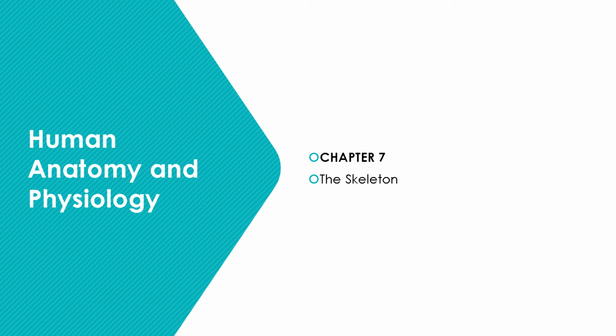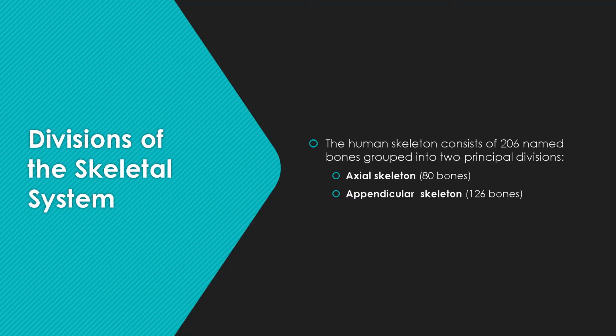We're going to be starting on chapter 7 now. This is going to be the skeleton chapter. Now, bones of the adult skeleton are grouped into two principal divisions. These are going to be the axial skeleton and the appendicular skeleton. So the axial skeleton consists of 80 bones, and then the appendicular skeleton is 126 bones. So altogether, the skeleton is made up of 206 bones.